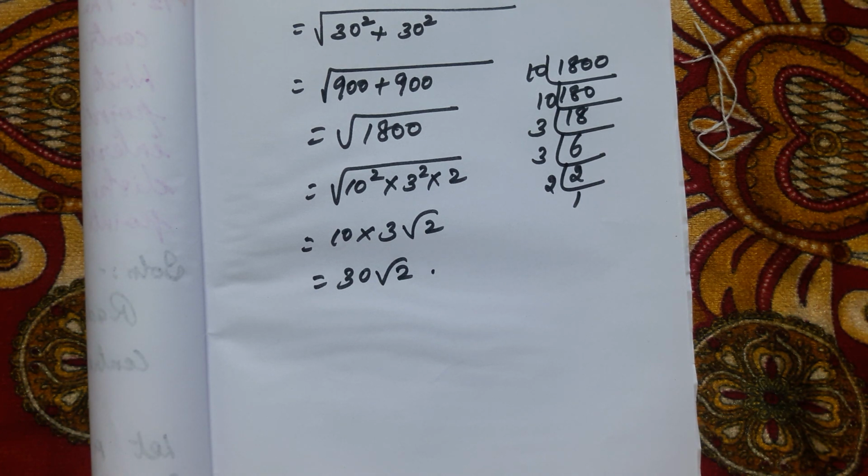If we find AB also we will get 30 root 2. Next BC also we will get 30 root 2. Next CD also 30 root 2. AD also 30 root 2.